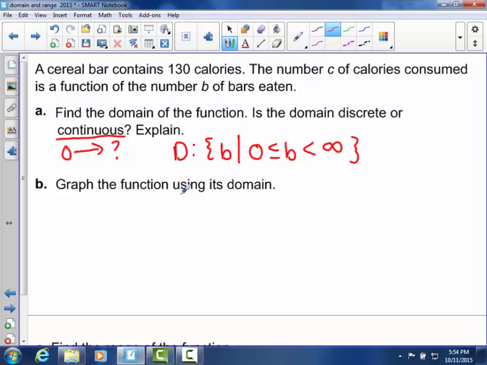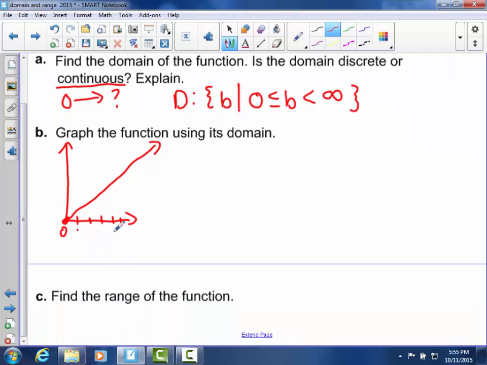All right. Graph the function using its domain. All right, so if we start at 0 bars, we'd have 0 calories, and then the more we eat, it's just going to steadily increase. So we just keep going because the domain starts here at 0 and continues forever. All right. Find the range of the function. Well, it's pretty much the same values as the domain because we'd start here at 0 on the y-axis and it's going to continue forever. So the range would be the set of C, because calories, and C would be from 0 to infinity.